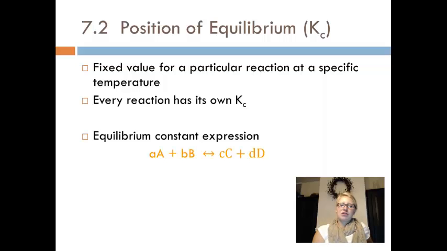So every reaction has its own Kc, and if this is our reaction, aA, little a being the coefficient, big A being the chemical, plus bB goes to cC plus dD, then in order to write Kc, what we would do is put the products, and you can see that it is each chemical, C and D, raised to the coefficient, little c, little d, over the reactants. So big A, big B, raised to the little a, little b, the coefficients.